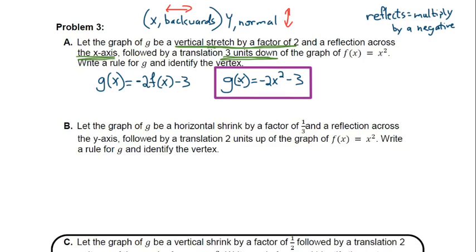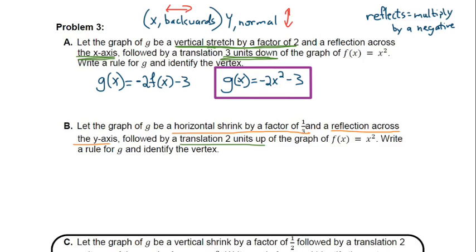Letter B, let the graph of G be a horizontal shrink by a factor of 1/3 and a reflection across the y-axis, followed by a translation 2 units up. Alright, so let's start with the inside. Figure out what's inside. We have a horizontal shrink by 1/3, so that's an inside, to go left and right. A reflection across the y-axis is also inside. And then 2 units up is outside.